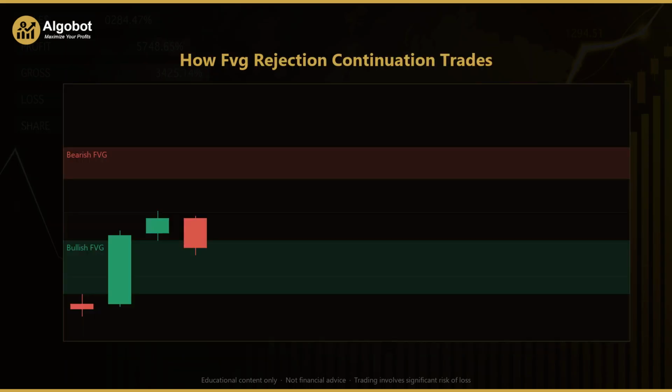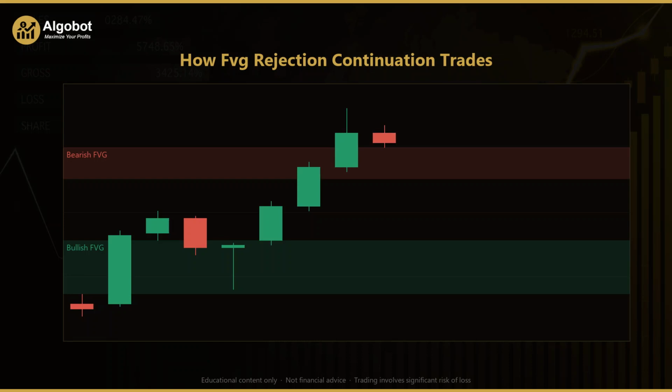Let's watch the strategy play out on this illustration. On the left, a small candle is followed by a powerful bullish candle that surges upward. That impulse is so strong it leaves an empty space, the green shaded box, between the high of the first candle and the low of the third. That is our bullish fair value gap.